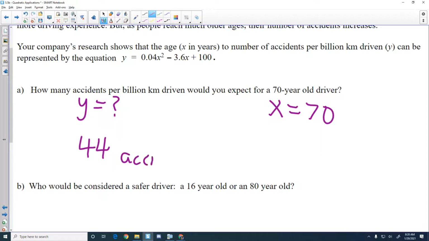44 accidents per billion kilometers driven. So, how many accidents have you done? You're 0, actually. I don't believe that. 0 accidents. I've never been in a car accident in my life. Do you still have it? I owe it all to Need for Speed and Mario Kart.